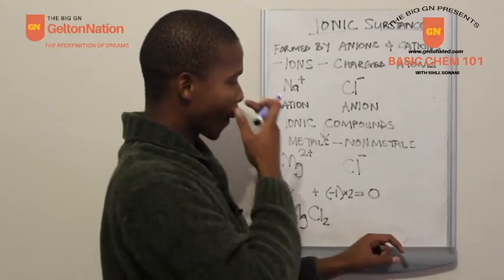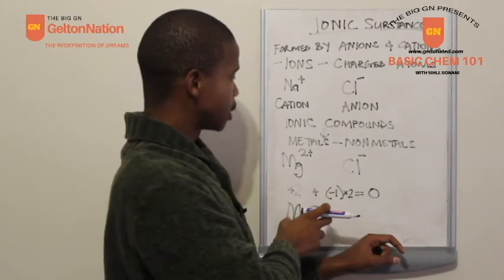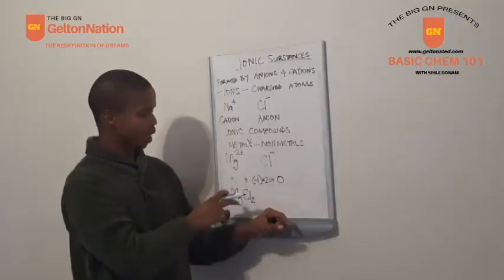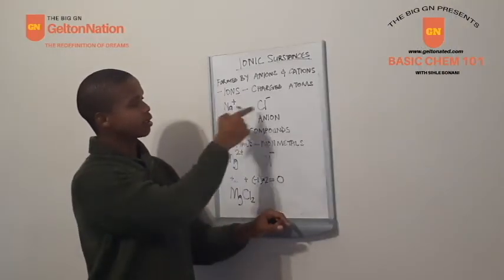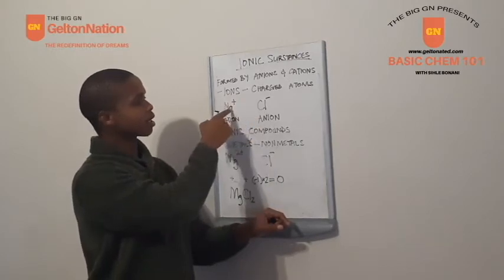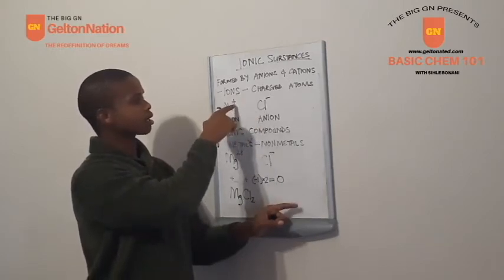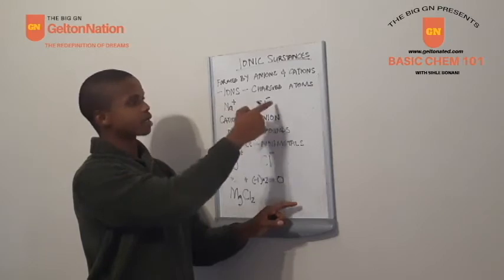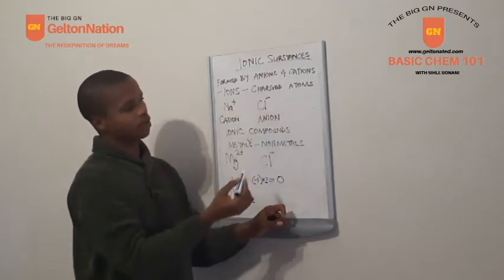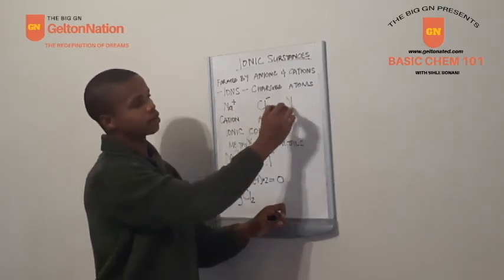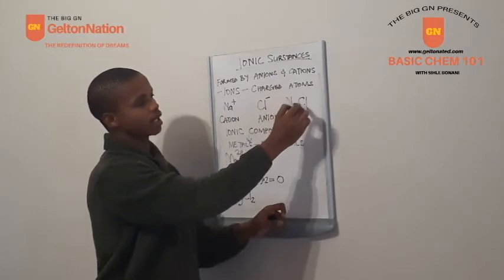So that is how ionic compounds are formed. If you check sodium and chlorine, sodium is 1 plus, chlorine is 1 minus, so you will have sodium chloride.